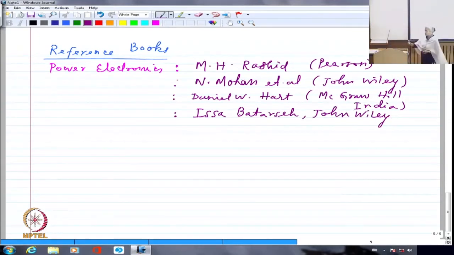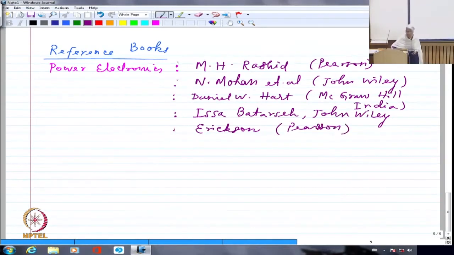And of course, you might have heard of this book. There is one by Erickson. Erickson is also from Pearson Education. There are several further books available, but if you primarily refer to this book, that is good enough. But if there is something I am dealing with from some other book, I'll let you know. Right? Fine? So these are the reference books.